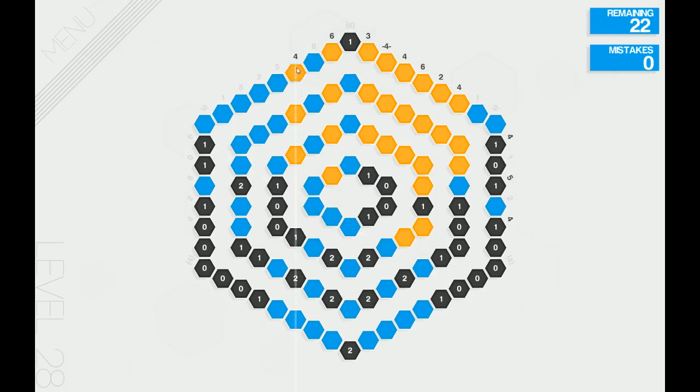In this column of 4, we only have 1, and there's 3 left, so we know we have to mark those remaining 3 as blue for the 4 to work. And for the column of 6, we have 1, 2, 3, 4, 5, 6. The rest will be blue.